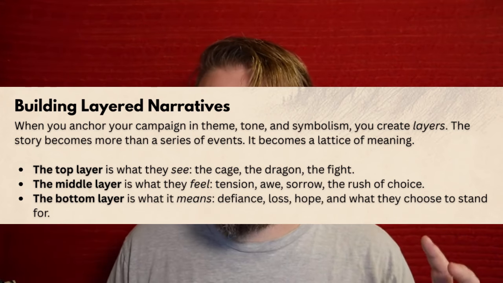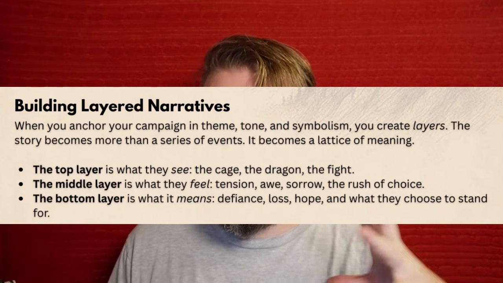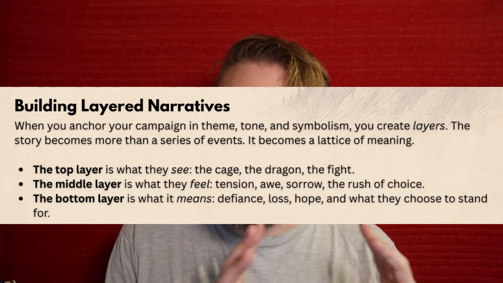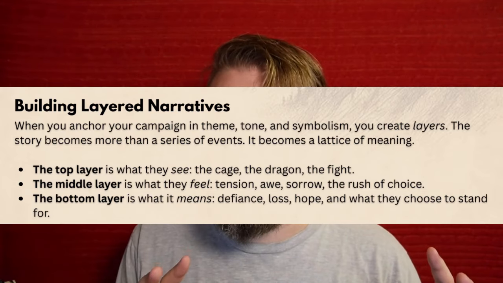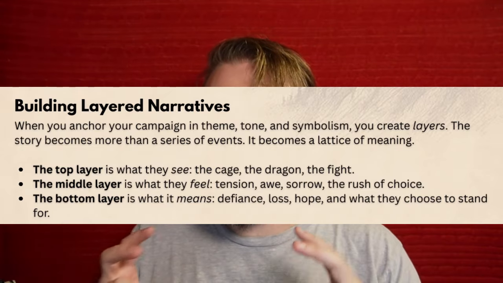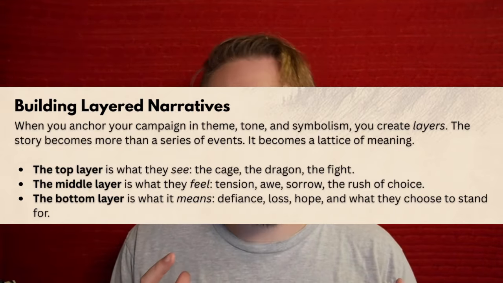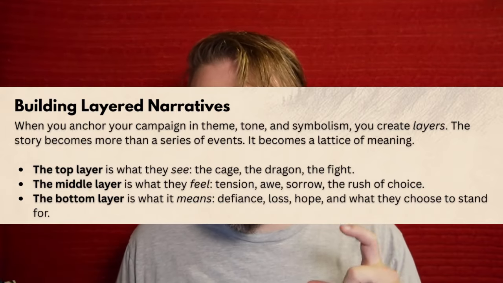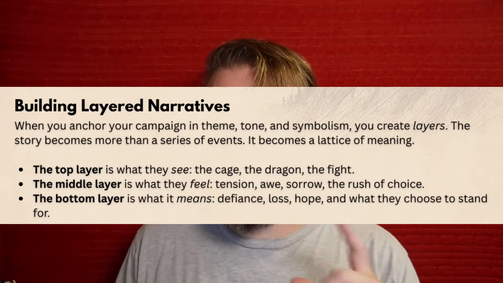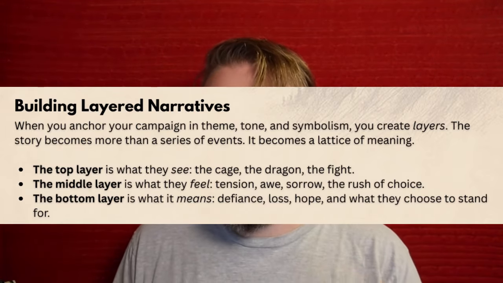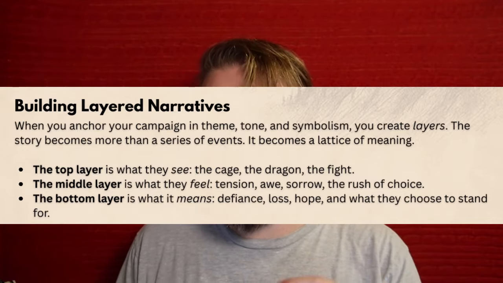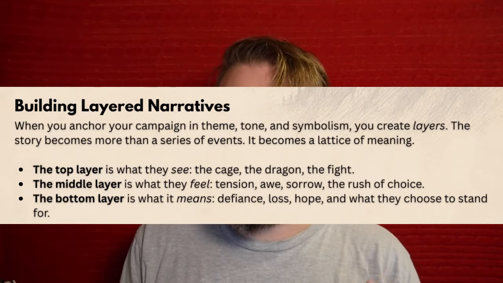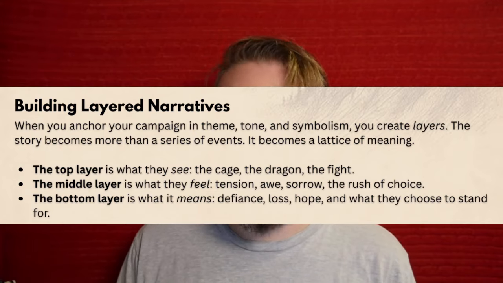Okay, so the top layer is what the players see: the cage, the dragon, the fight, etc. The middle layer is what they feel, and this is where we put tension. Tension, awe, sorrow, the rush of choice. These are things the players feel, and that's the layer we want to address when we're putting tension into the game. And of course, there's the bottom layer also. This is what the actions, the choices, the feelings mean. Could mean defiance, loss, hope, what they choose to stand for, right?